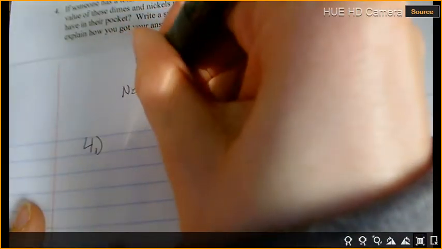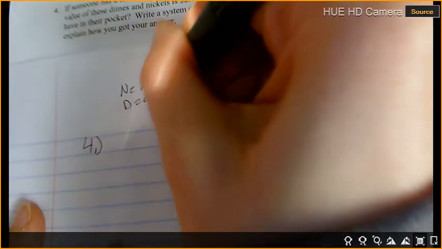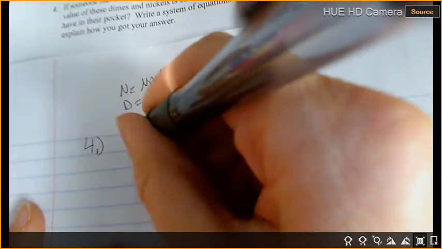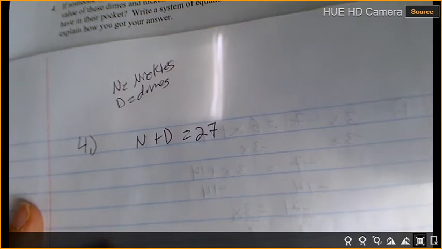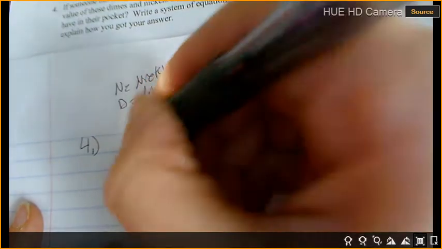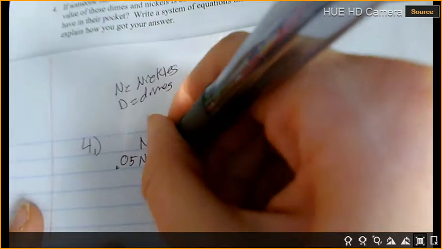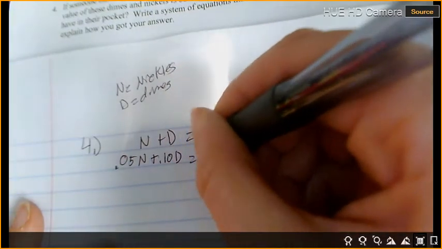Okay, so I'm going to make N equal to nickels, D equal to dimes, and I'm going to say nickels plus dimes equals 27. This is just the total number of coins. Then I'm going to deal with money, and I'm going to go 0.05N plus 0.10D equals $2.05.